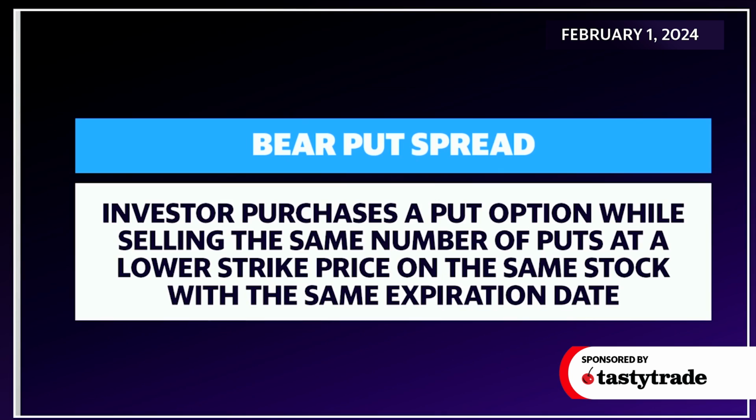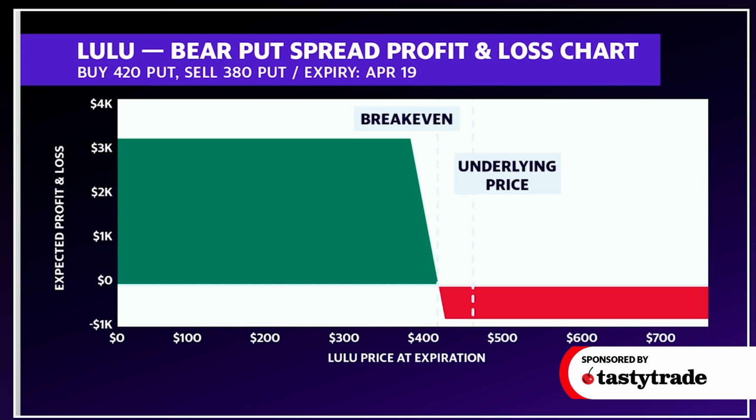is Lululemon. You're doing a bear put spread, and just quickly for the viewers here, a bear put spread is when an investor purchases a put option while selling the same number of puts at a lower strike price on the same stock, and that's with the same expiration. So here we're buying the 420 puts and selling the 380 puts with an expiry of April 19 for Lulu. What do you think about this? Break it down for us, please.